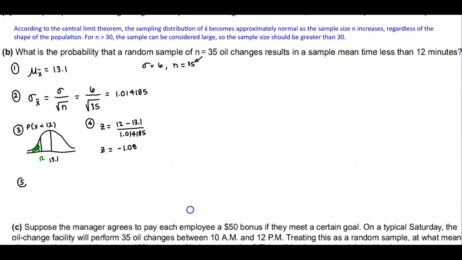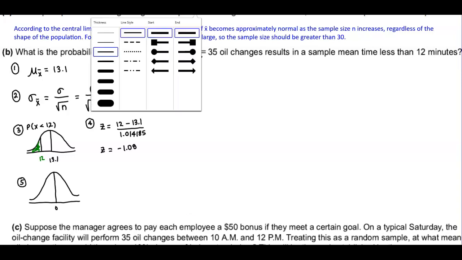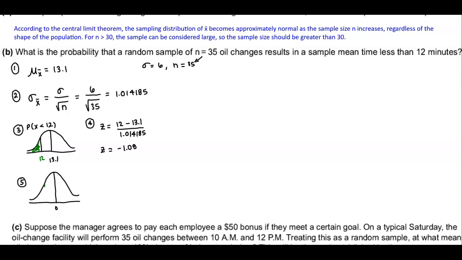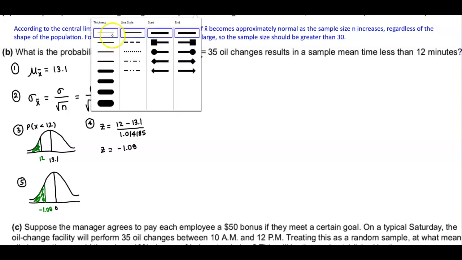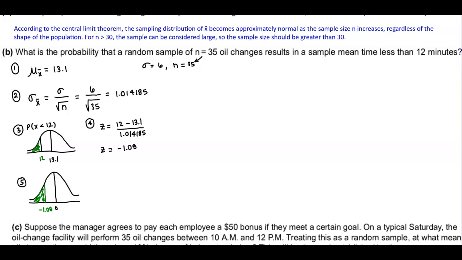So now we've converted this to a normal distribution, which means now our mean is 0 and our z-score is at negative 1.08, and we want to find the probability that it's less than that. Okay, so we can either use a table or we can use our calculator. So we can start using our calculator here.